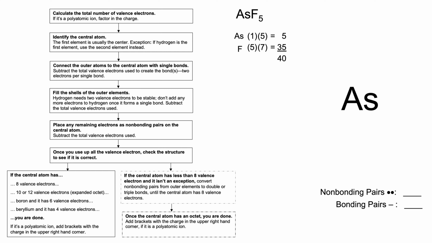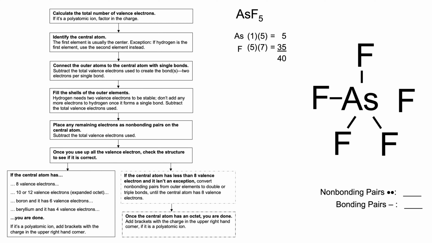I'm placing arsenic in the center. I'm placing the 5 fluorines around it. I'm connecting each fluorine to the central atom using a single covalent bond. That uses up 10 of my electrons to leave me with 30 at this point. I'm then going to go through and fill the outer shells. As I fill each outer shell, I'm subtracting from the inventory.